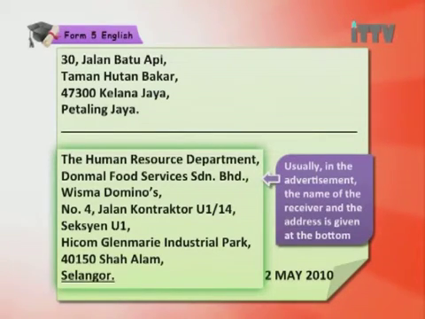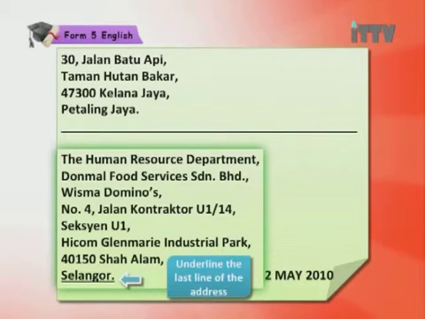Usually, in the advertisement, the name of the receiver and the address is given at the bottom. So let's just say you were now doing an exam paper. Go back to the advertisement. So go back to the question. So look at the question, you will find the name in the advertisement. Next, underline the last line of the address. So here we have 40150 Shah Alam. So we have the postcode. Next to the postcode, we have Shah Alam. So if it was Selangor, so we underline it.